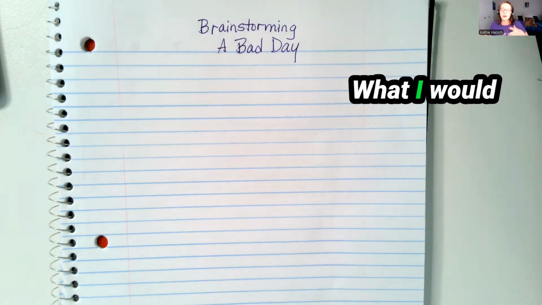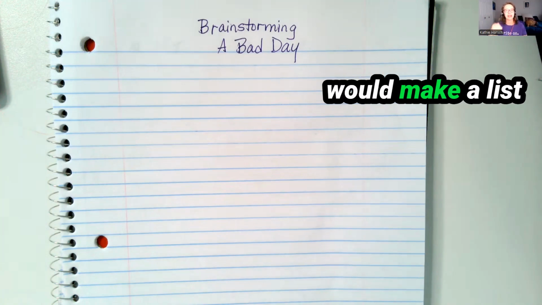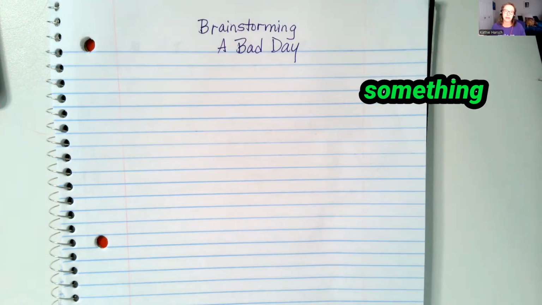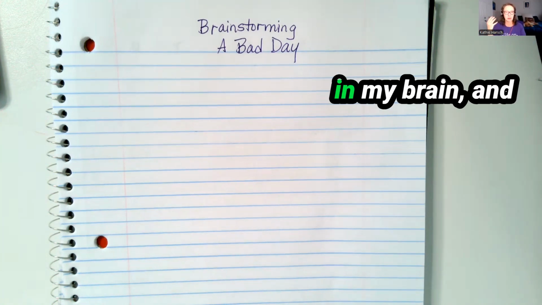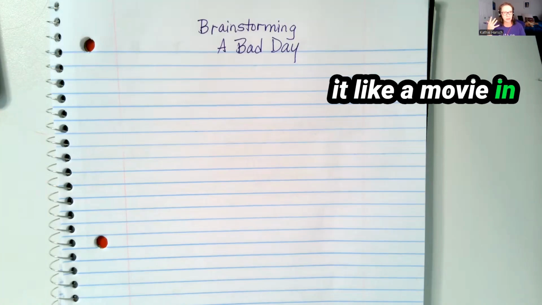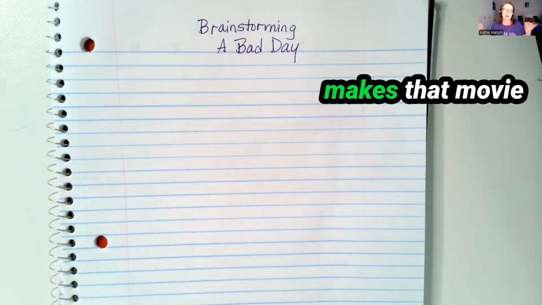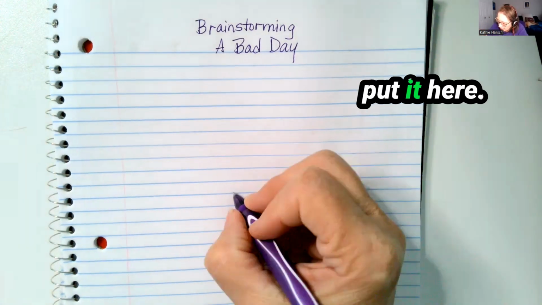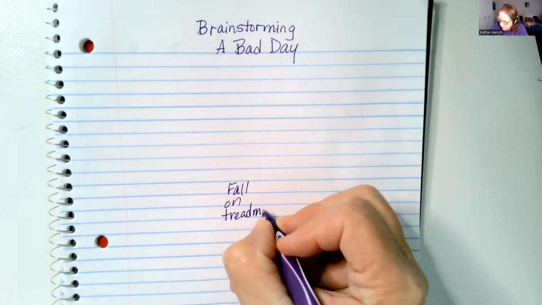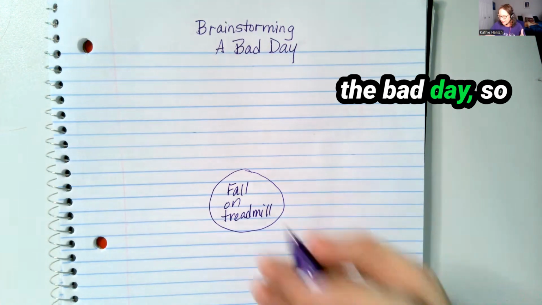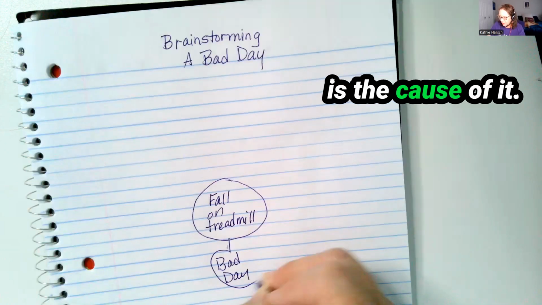All right. What I would normally do here, if I didn't know what my topic was going to be ahead of time, I would make a list and then choose something from the list. And whatever started giving me some details in my brain, and I started seeing it like a movie in my head, because that's kind of how my brain works, then I would choose something that makes that movie in my head. So I'm going to put it here, fall on treadmill. This is kind of what caused the bad day. So I guess I should put bad day in the middle. And this is the cause of it.